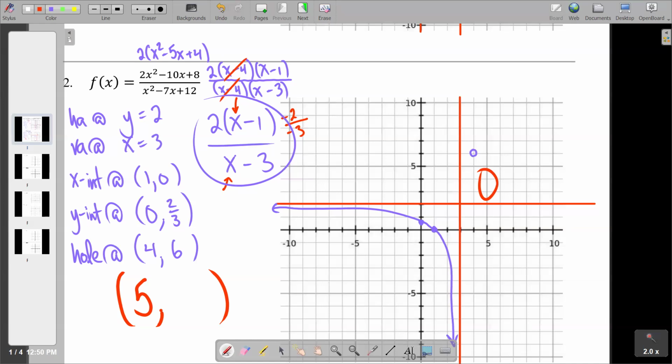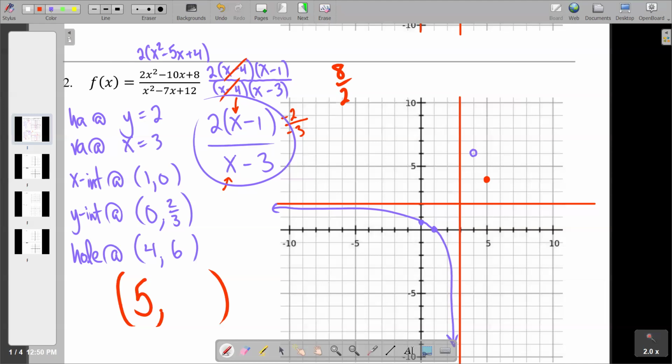So if you take 5 and put it in the post-reduction, 5 minus 1 is 4, 2 times 4 is 8, and then on the bottom, 5 minus 3 is 2, and 8 over 2 is 4. So that means an input of 5 is an output of 4, and that falls predictably smack dab right where we think the graph ought to be. And it really drives home the point that, yeah, we knew a lot about this graph just from the information that Delta Math told us to practice, and all that holes and asymptotes and intercept stuff comes in really handy.